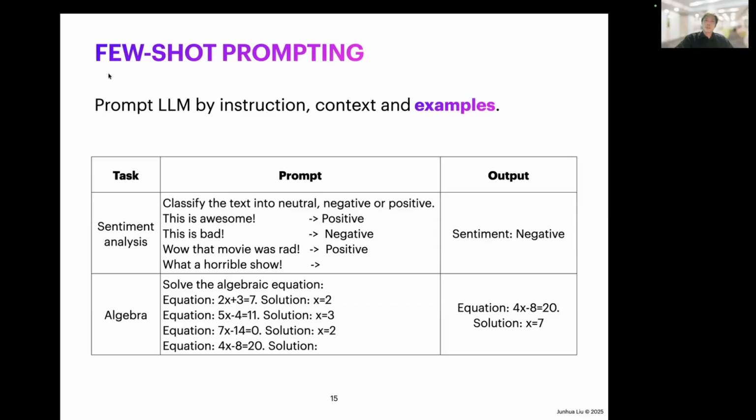On the other hand, for few-shot prompting, we will prompt the LLM with an instruction, which serves as a context, and examples. Here, when we do sentiment analysis, we can give the instruction to classify the text into neutral, negative, or positive. Then we provide some examples of what text is considered positive and what text is considered negative, so that the LLM will be able to answer more accurately for the sentiment classification on the given text.